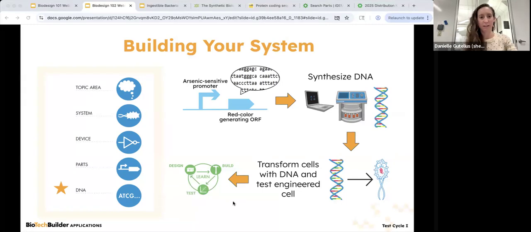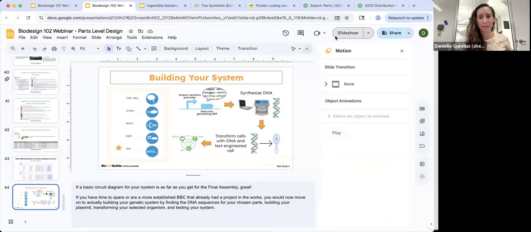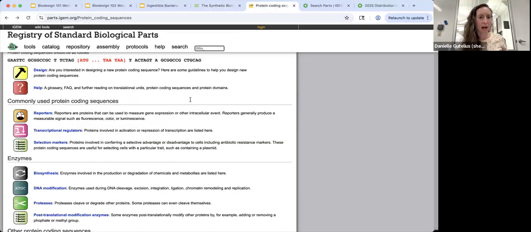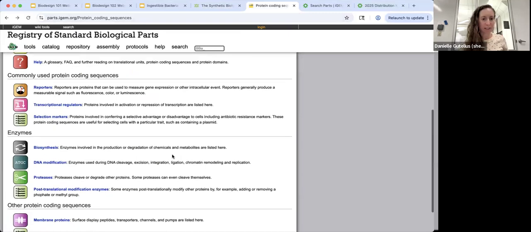Any other questions? Let me see. I can show you. I think you can see my screen. Can we see this? This is the iGEM parts registry website.